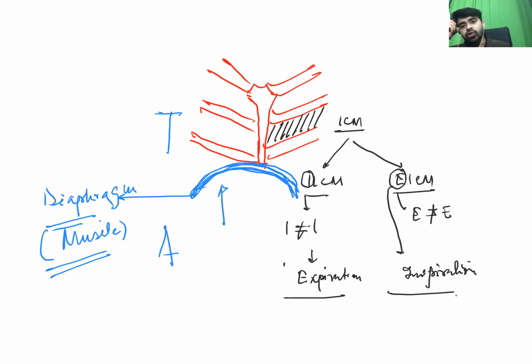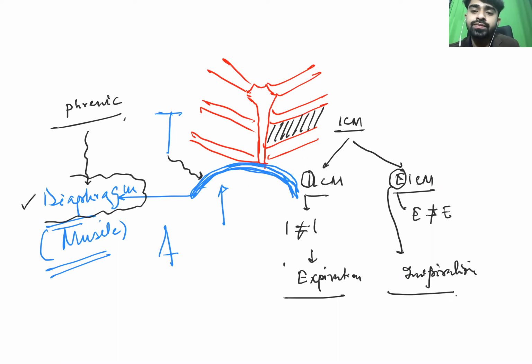If I say the diaphragm is the main principal muscle of respiration, you can also consider the others like internal intercostal and external intercostal. But which nerve is most important for respiration? That nerve which will supply it, tell me. Vagus? No, vagus will not supply your diaphragm. The answer is phrenic. The phrenic nerve will supply the diaphragm. Vagus will supply the alveoli.